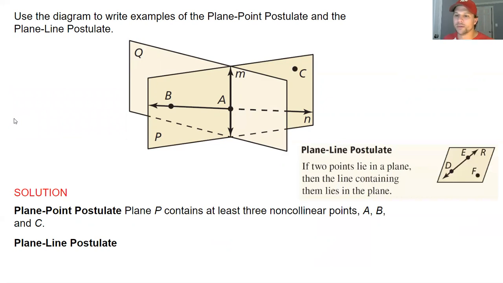Another example would be the plane line postulate. On the plane, where there are 2 points that lie on the plane, the line containing them also lies on the plane. So this example, on plane P, you have the line AB on that plane, so line AB is on the plane.